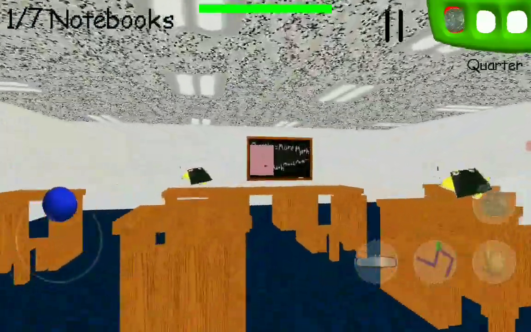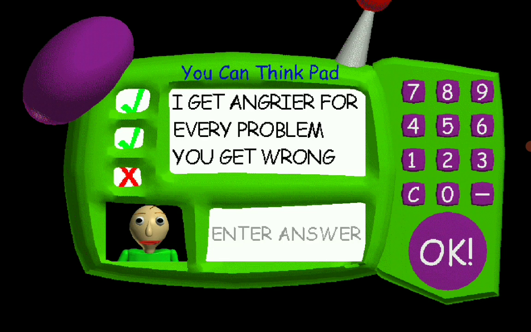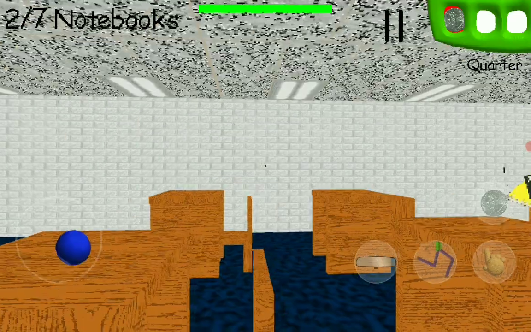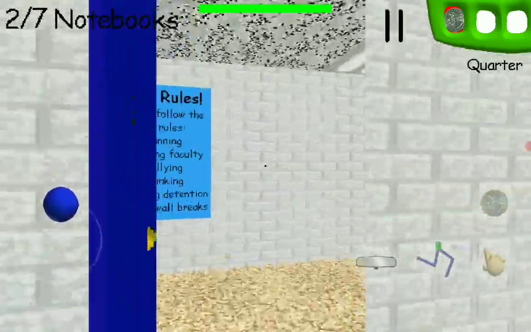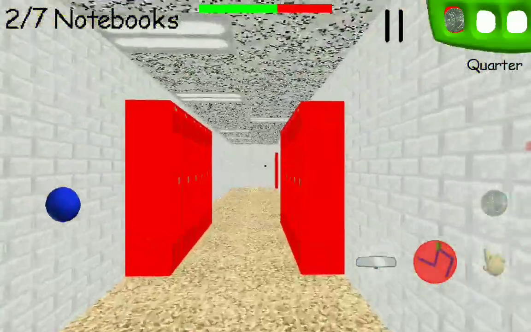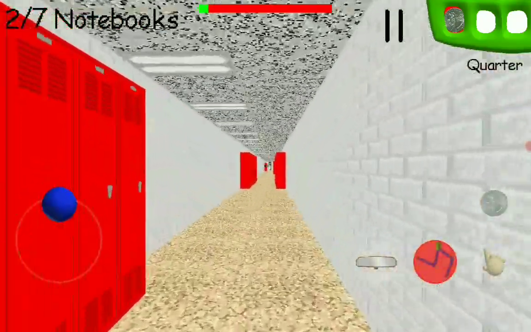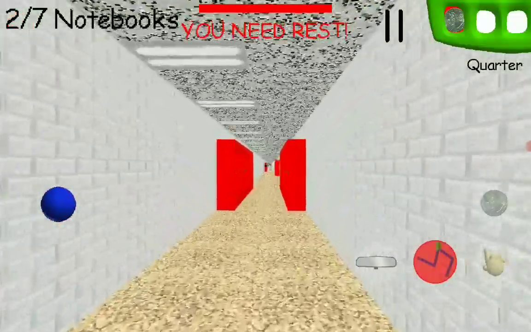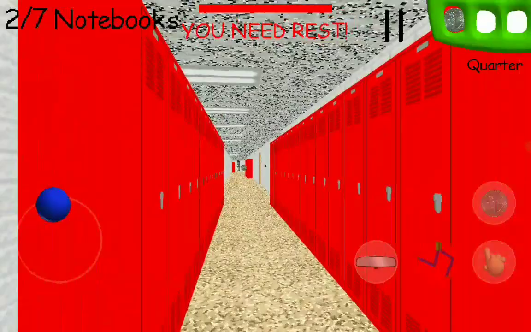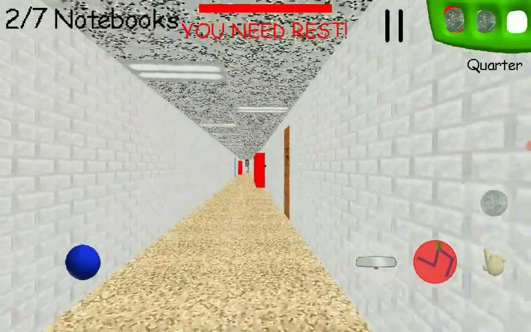Quarter. Because we're gonna be closer to the hallway, so we don't have to run as much. Quiet, Baldi. So basically, just whichever notebook you do last is the one that's impossible. We're able to get farther away from Baldi quicker because of this. What is this game, though? Why did it make it look like a kid's game and then threw horror? Why? Please, game, why are you doing this? I don't like horror games. You're getting two soda.